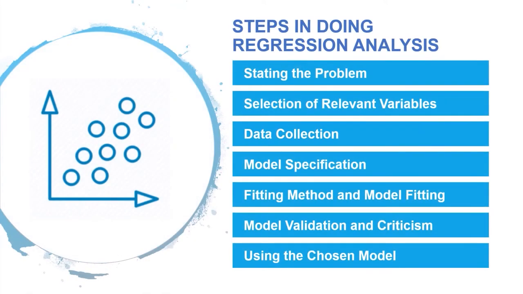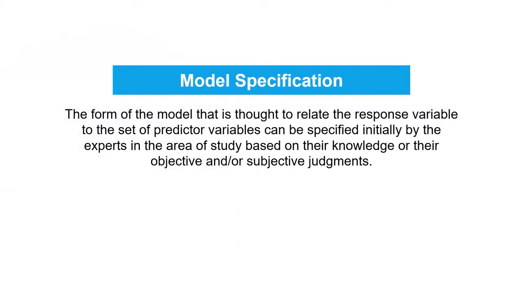The fourth step is model specification. The form of the model that is thought to relate the response variable to the set of predictor variables can be specified initially by the experts in the area of study, based on their knowledge or their objective or subjective judgments. The hypothesized model can then be either confirmed or refuted by the analysis of the collected data. Note that the model needs to be specified only in form, but it can still depend on unknown parameters.